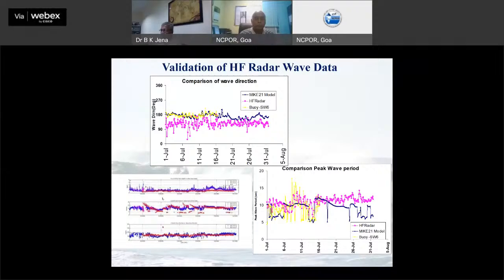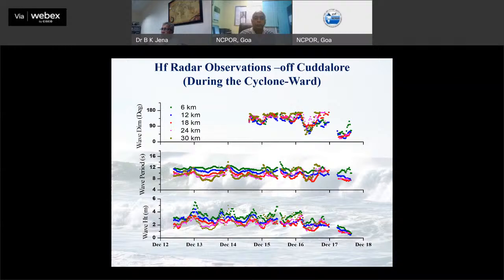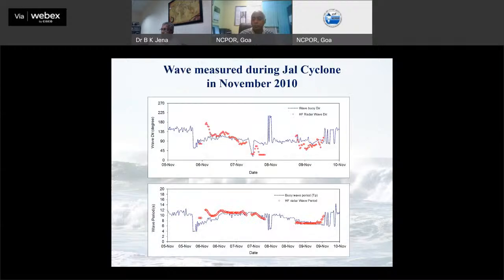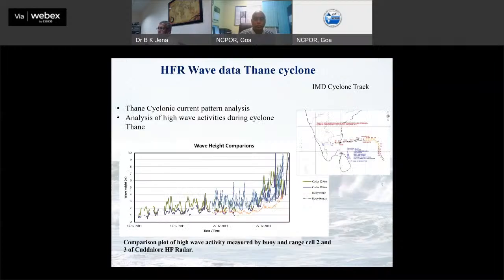This is some of the other locations at Chennai. And this is at different range cells during a cyclone, how the data has been captured by Kadalur and Kalpakam. And this is the Jal cyclone. At that time one wave rider buoy was there at Chennai, we have compared, which is matching very well with the measured HF radar as well as the measured buoy data.